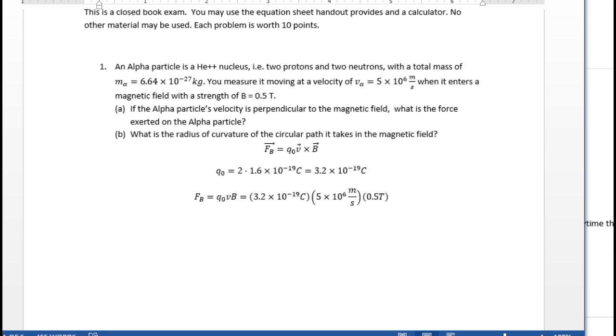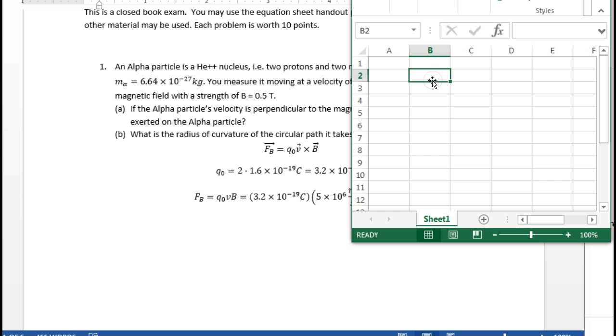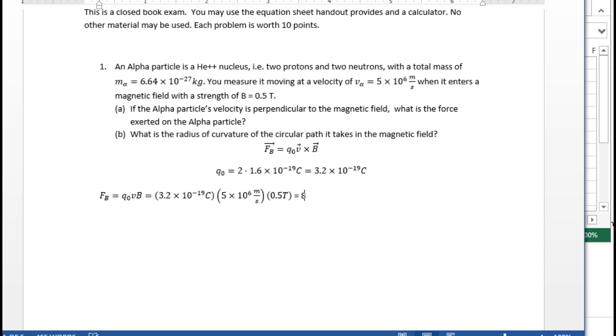So what does that turn out to be? It equals 3.2 e to the minus 19th, 5 e to the 6, and 0.5. And our total force is just the product of those. That times that times that. Total force is 8 times 10 to the minus 13 newtons. All right, so that gives us our force.